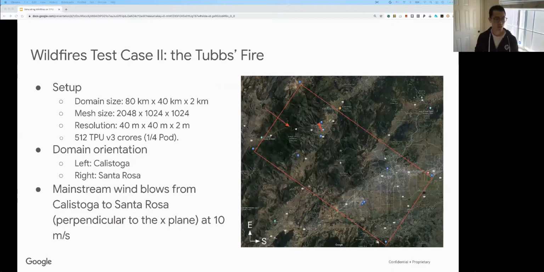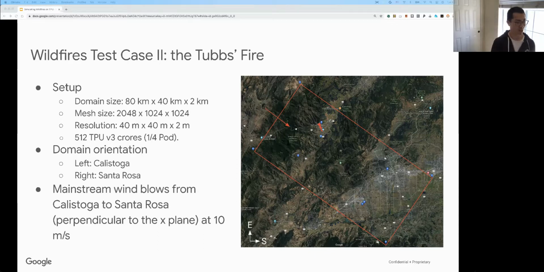So here shows the computational setup of our simulation. The red box drawn on the map shows the computational domain, which is 80 kilometers long along the streamwise direction and 40 kilometers wide. This little red spark shows where Calistoga is, and this is also the place where the fire was first spotted. The right-hand side is where the fire is propagating to, which is Santa Rosa.